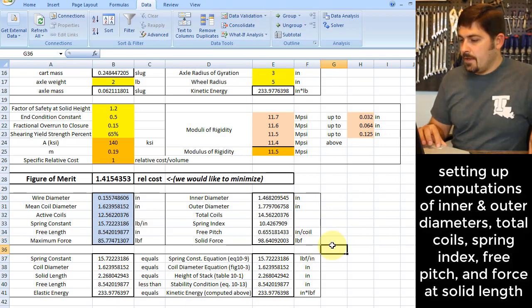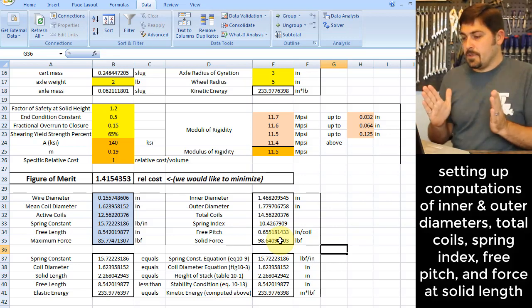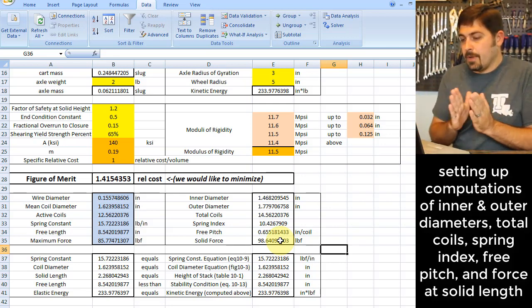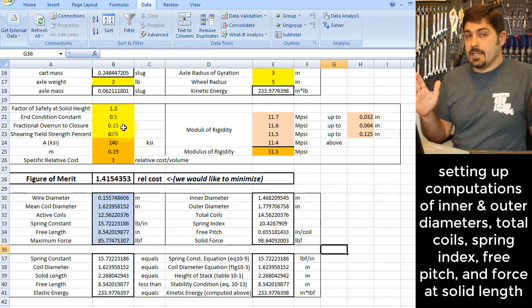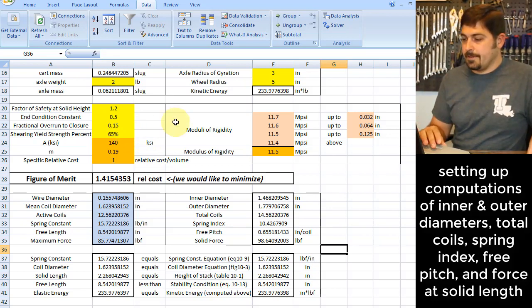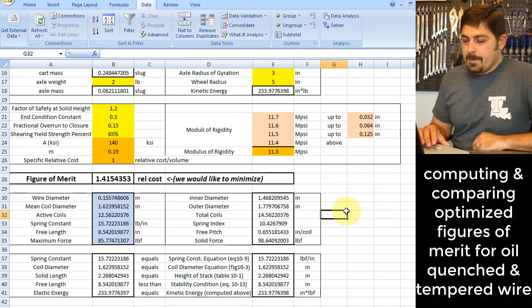Okay, so you see there, the force can get a little bit higher in the spring as you continue to push it all the way to solid. This is because of that fractional overrun to closure. We decided intentionally not to let it go all the way solid. All right, so that's the solver.